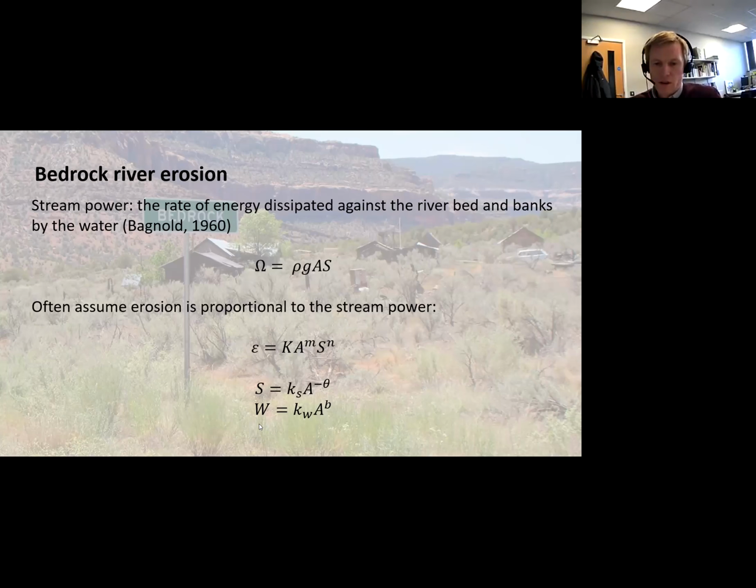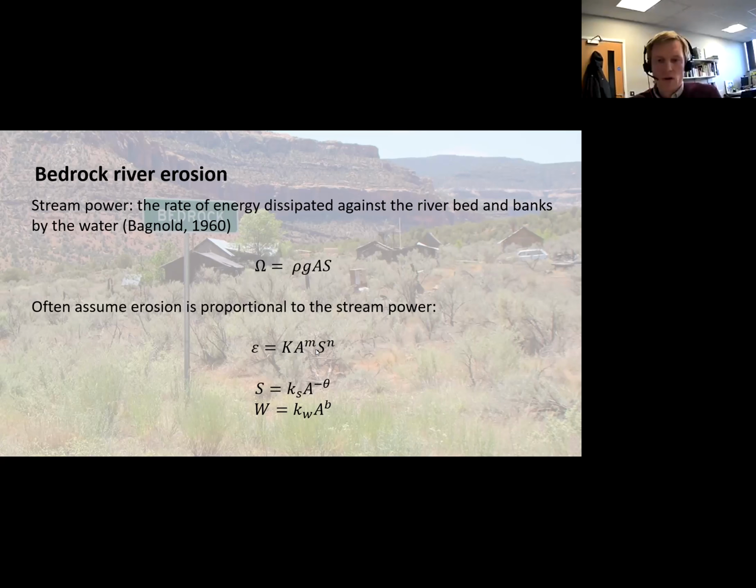It also follows that for the two aspects of channel geometry, the slope is inversely proportional to the drainage area. So as we increase the drainage area, the channel slope decreases. But when we increase the drainage area, the channel width increases, which are probably concepts you're familiar with from observing rivers in the landscape.